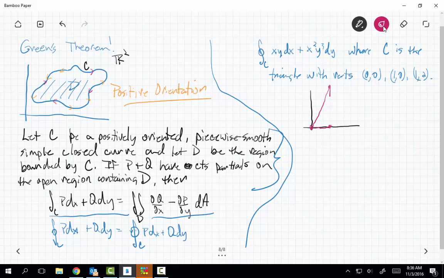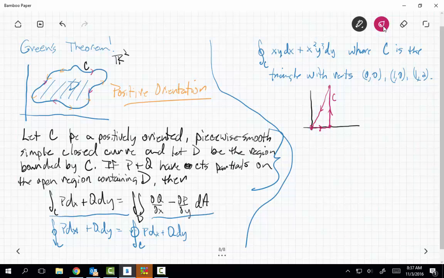Now, we have a path that, well, we can start the path anywhere, but let's keep it simple. We have a path that starts here. It's got to be positively oriented, so we have to go around this curve counterclockwise. So it's going to go this way, right? You agree with that? Our D is inside. This is the C that we're calling the path.